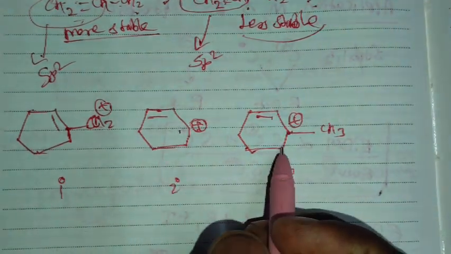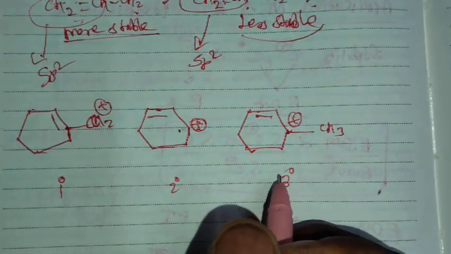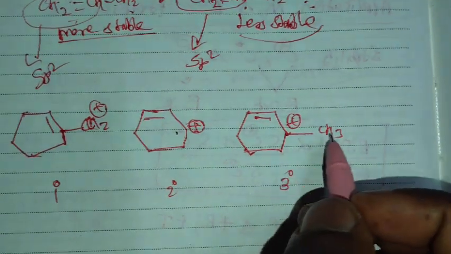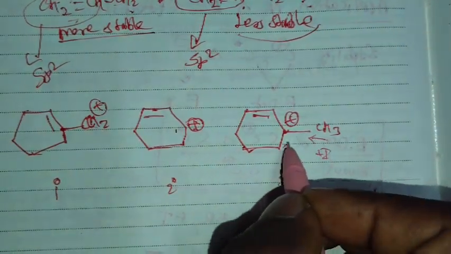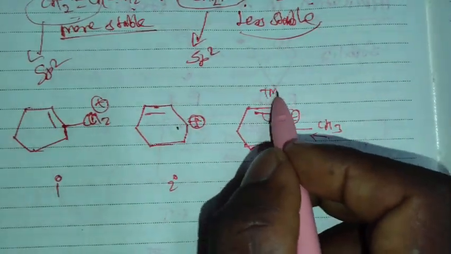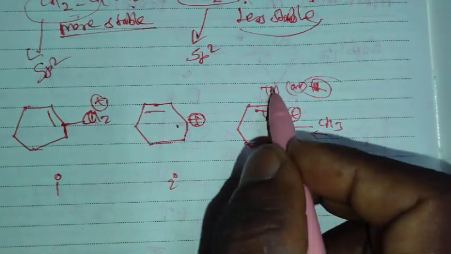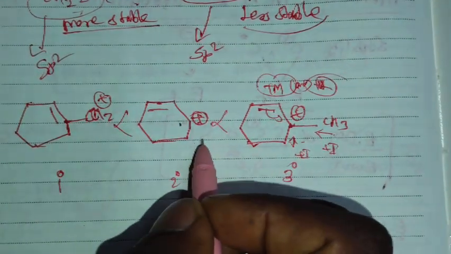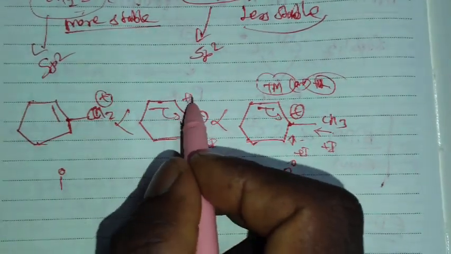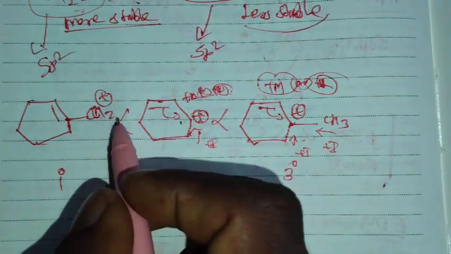We already taught initially that the plus charge containing carbon is classified by the number of carbons substituting it. Based on that, it is tertiary, secondary, or primary. In this case there is a plus I effect, and here also there is a plus I effect, and this also has a plus M effect or plus R effect. For that reason, this is more stable.